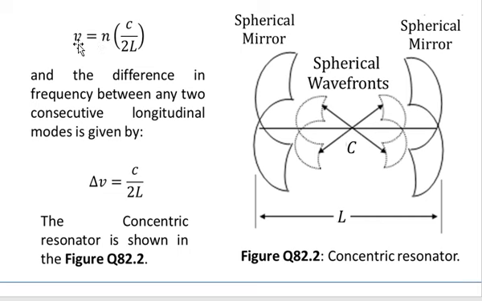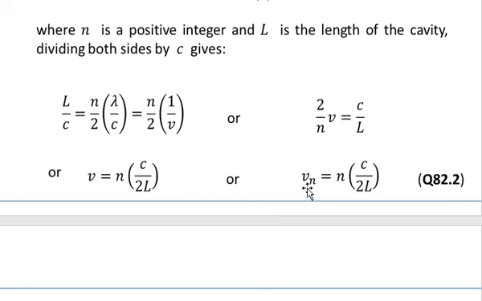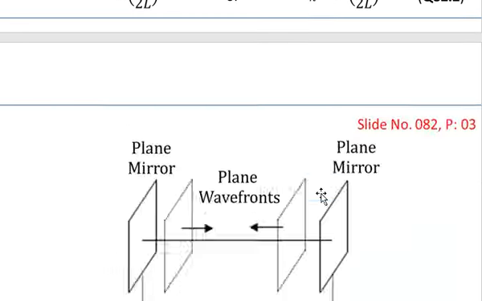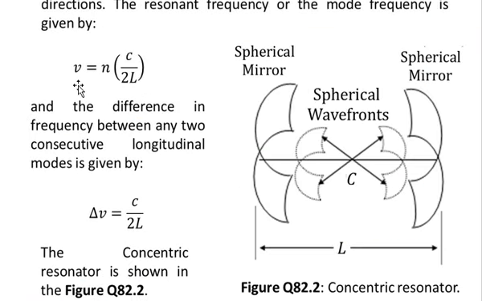You can also put a subscript n on the frequency nu, as we have used in equation number 2. Actually, this is the same equation as equation number 2. So nu_n is equal to n times c over 2L. You can see that with different values of n, different modes can exist within the concentric resonator.